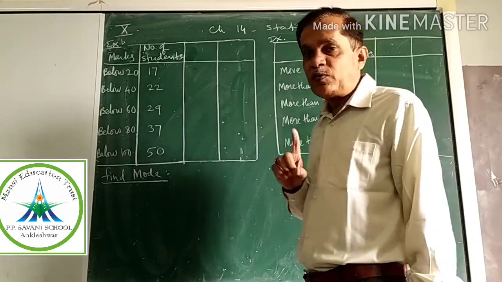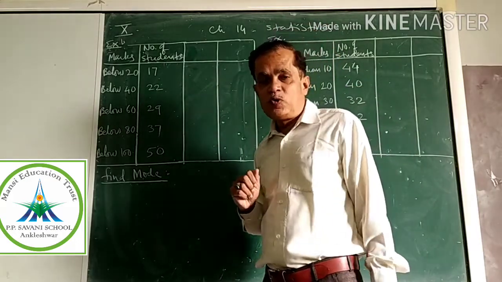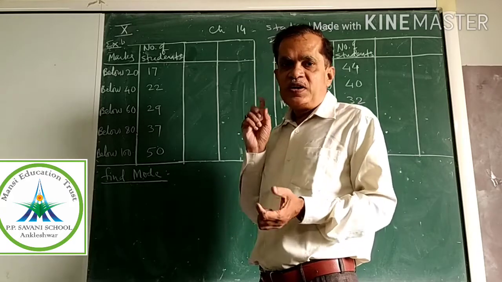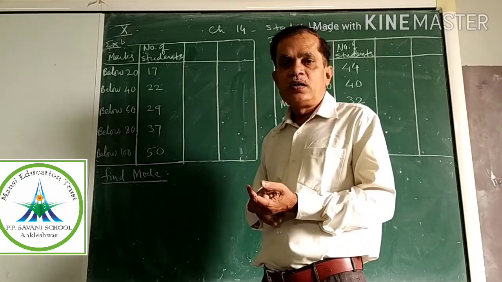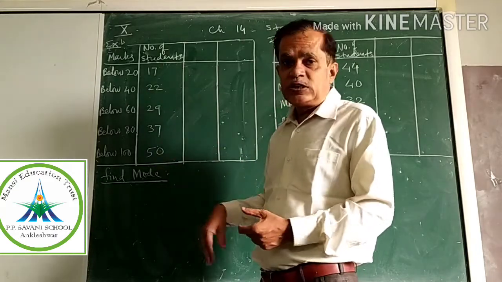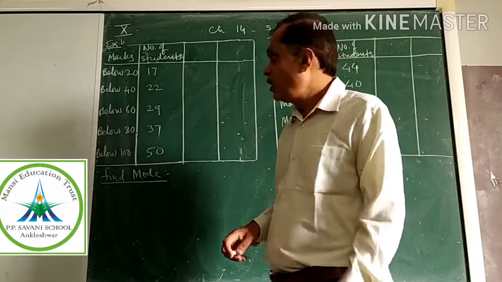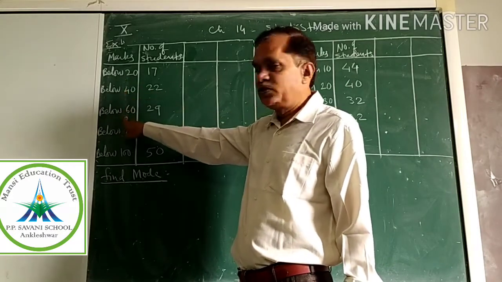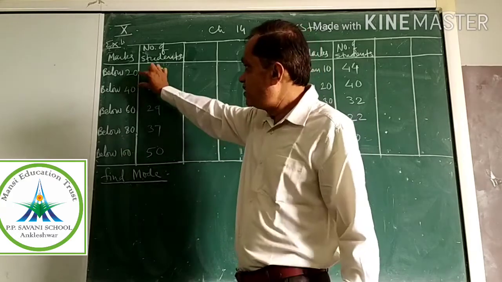first of all we will have to write the classes to find the mode, because for mode we need the model class. Then we need f0, f1, f2, right? And also h, the class size. Therefore, for such examples, first of all, we need to write the classes, right? Now see, if this is below 20, below 40, below 60, below 80, below 100, you understand that the size is 20.